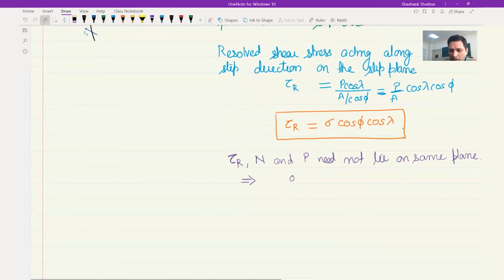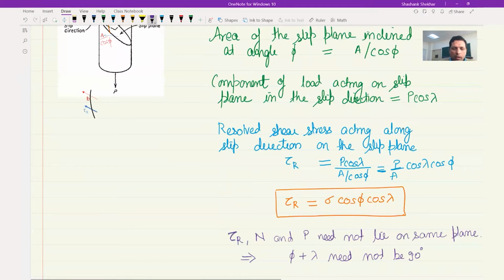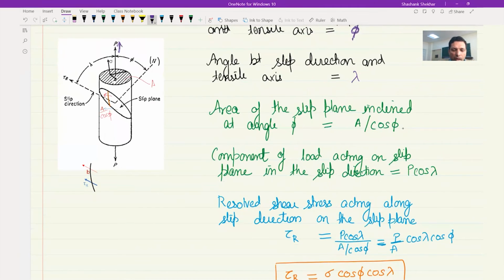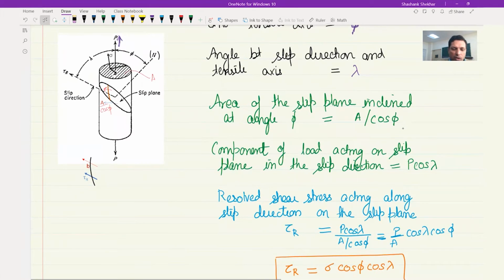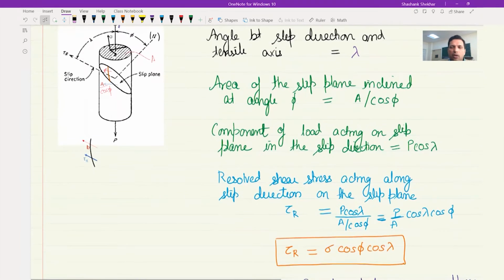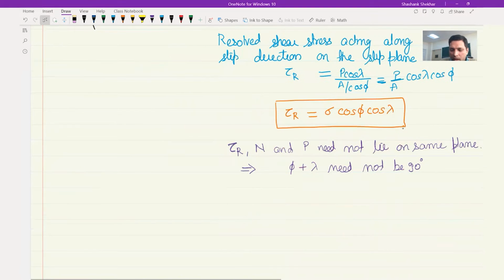In fact, phi plus lambda equal to 90 degrees would be a very special case. Even for lambda, in some orientation of this drawing, it may look like lambda is equal to 90 degrees. So let us be very clear that lambda need not be 90 degrees. Of course, in some particular case, it can be 90 degrees.